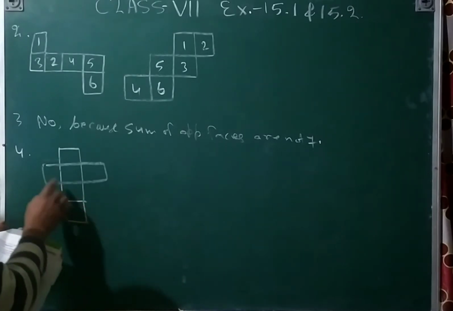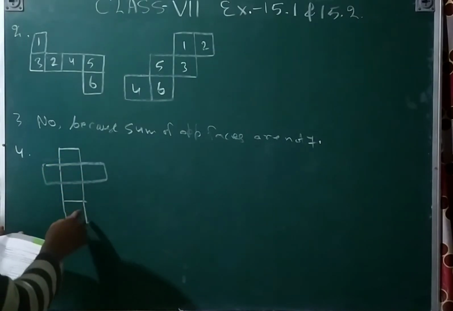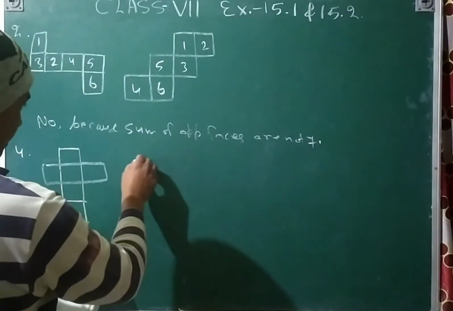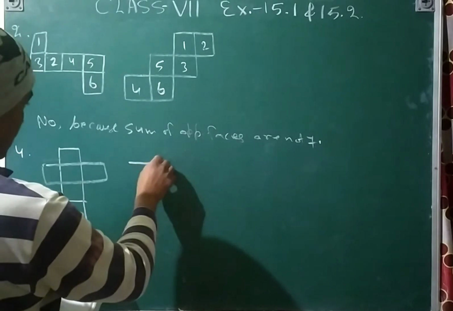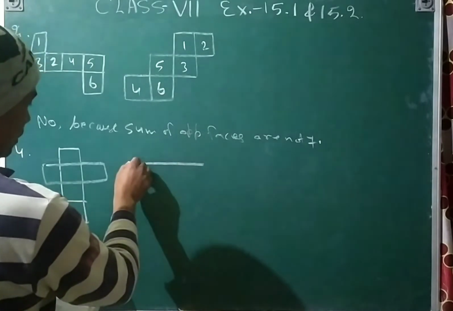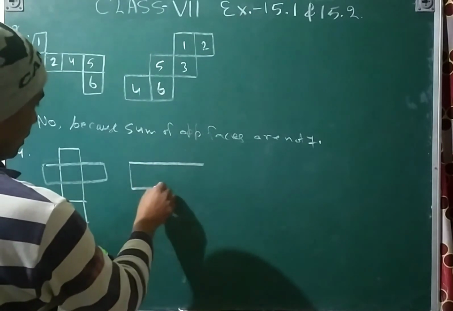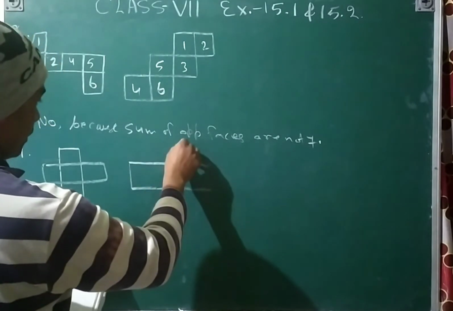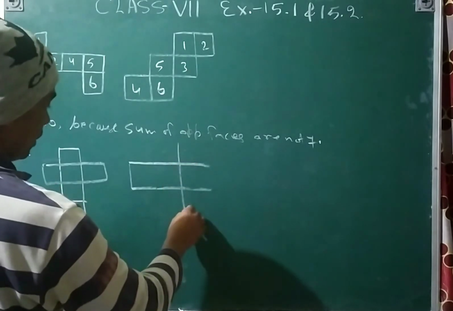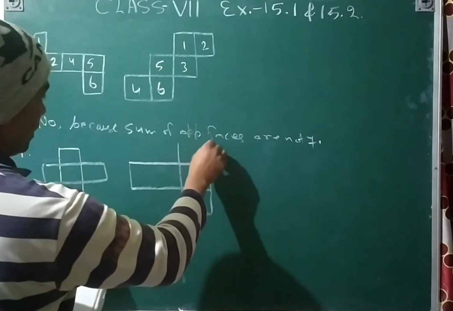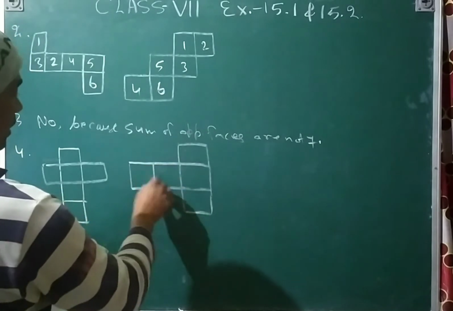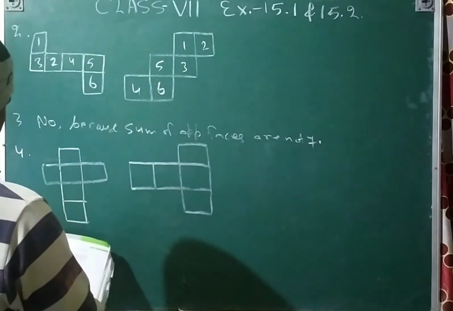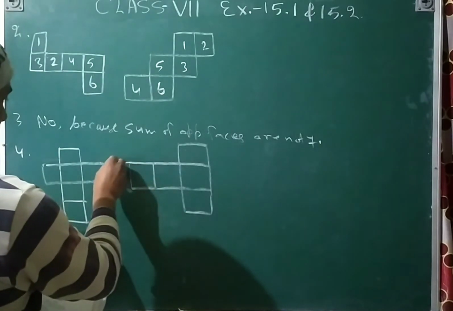This is the complete net, 1 2 3 4 5 6, and then another way, that will be 1 2 3. So 1, 2 3. So 1 2 3. This is a different way. Many more ways you can apply. 1 2 3 4 5, and then for 6 we need to add one more box here.